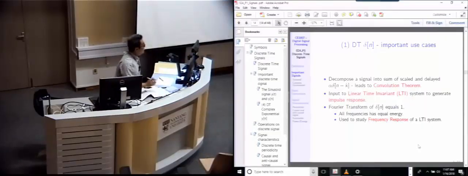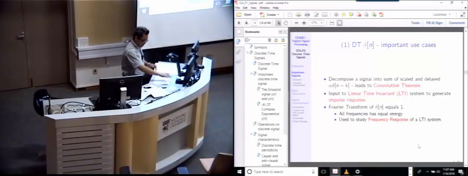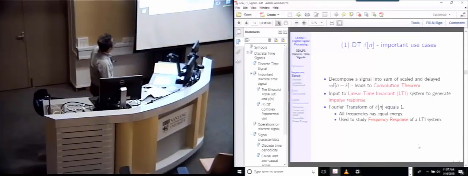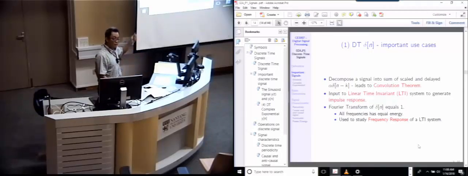Why are we interested in that? Well, we're interested in that because if we can decompose the signal into a sum of scaled and delayed deltas, then we can derive the convolution equation, which you should know, right? You have done the convolution equation. If you didn't understand convolution in the past, if you apply this principle now, you will be able to derive it.